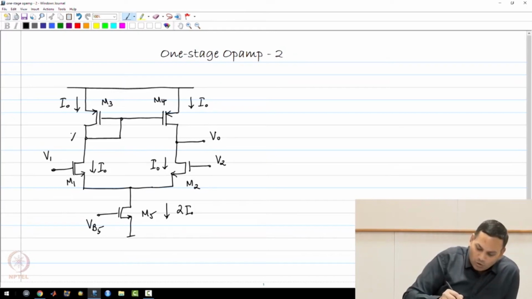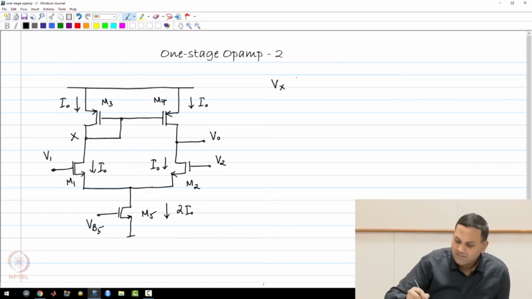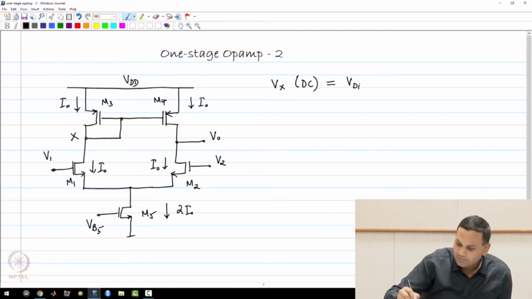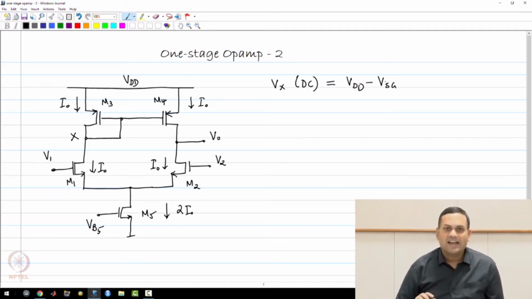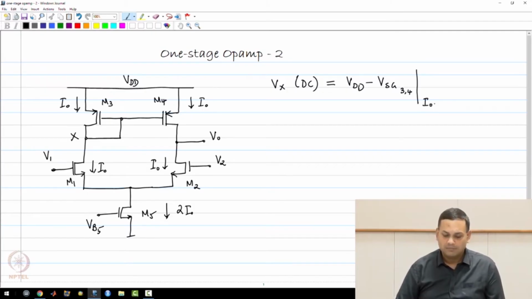The bias point at node X, which is the drain of M1, happens to be Vx DC, and this will be the supply voltage VDD minus the source gate voltage of M3 or M4. This source gate voltage is calculated at a bias current I0. So the bias points of M1, M2, M3, M4 are calculated with a bias current I0. The bias point of M5 is calculated with a bias current of 2I0. So node X is at a voltage VDD minus VSG34.